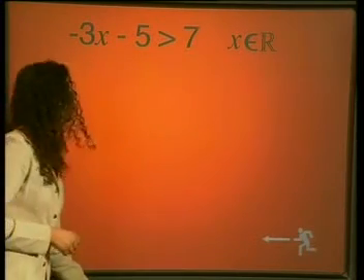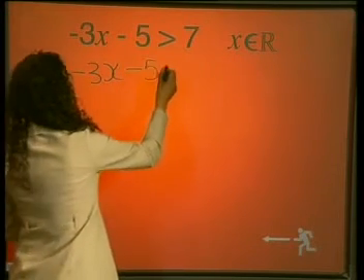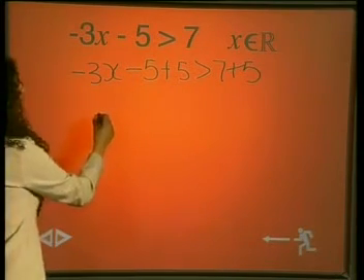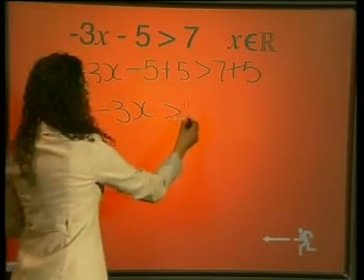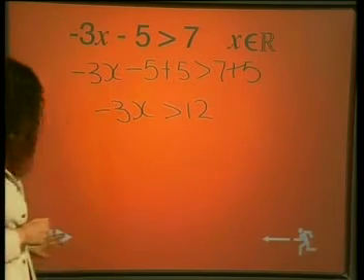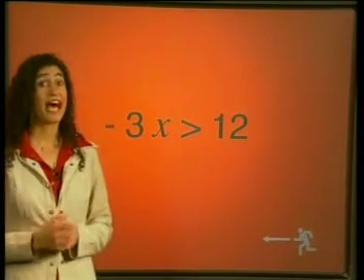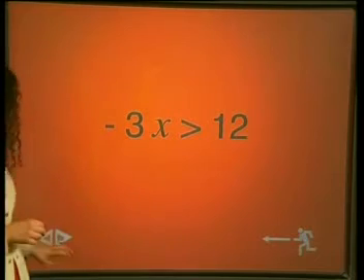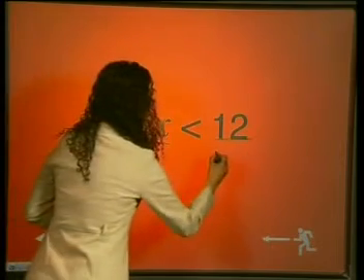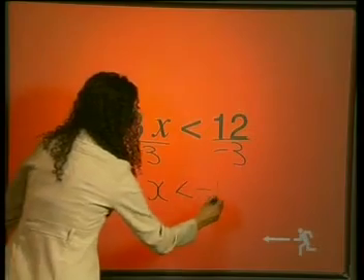Now, the first thing we need to get rid of is that minus 5. So we're going to add 5 onto both sides. And now we just need to simplify. So we're going to get minus 3x is greater than 12. The next thing we need to do is get rid of that minus 3. Now, in order to get rid of that minus 3, we need to divide by a negative. Do you remember what happens when we divide by a negative? The inequality sign swaps around. So when we divide by minus 3, our inequality sign has swapped around, and we end up with x being less than minus 4.